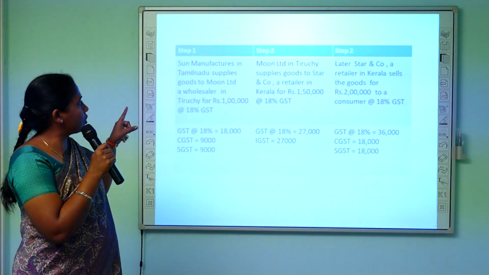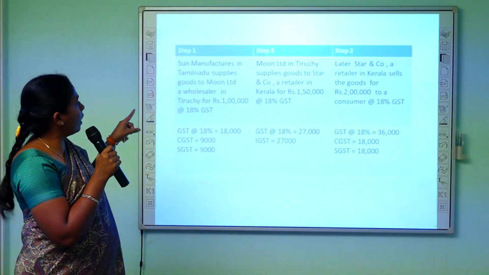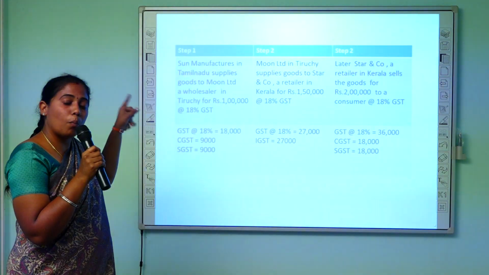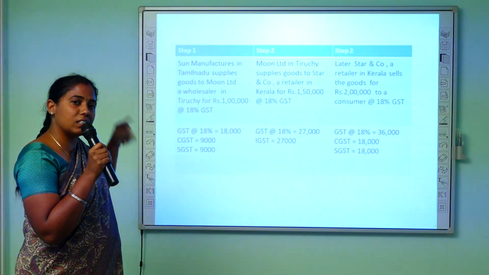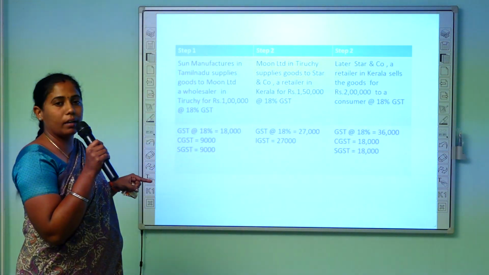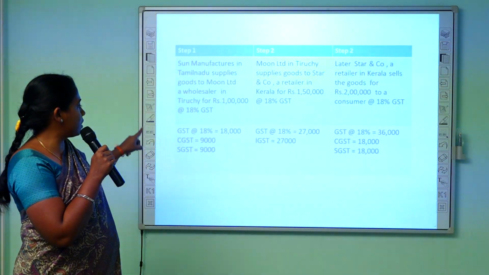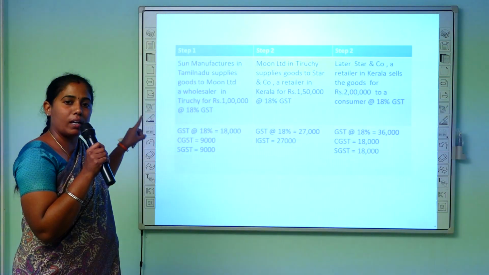So, Sun Manufacturers is in Tamil Nadu. Again, the Moon Limited, which is a wholesaler, is also in Tamil Nadu. So both the parties, the supplier and the receiver of the supply, are located in Tamil Nadu, which is a particular state. So here what happens? CGST and SGST are applied.